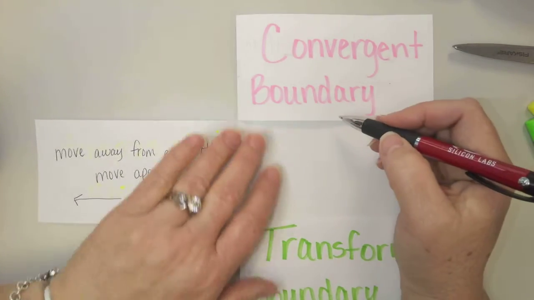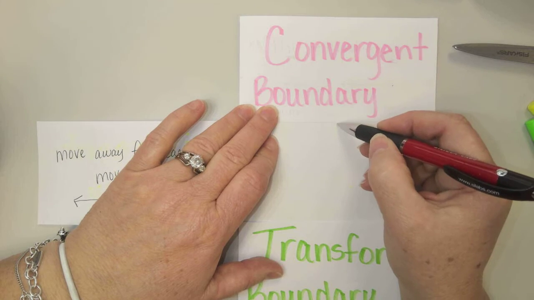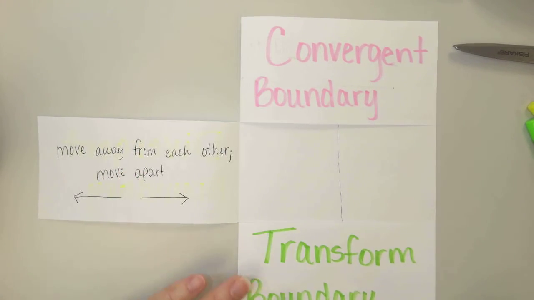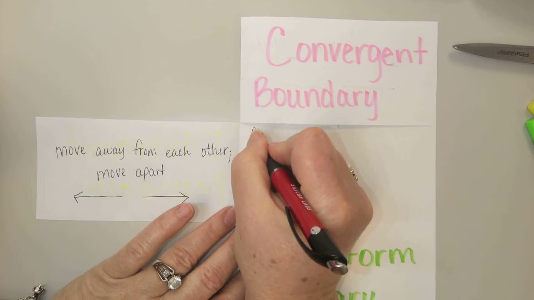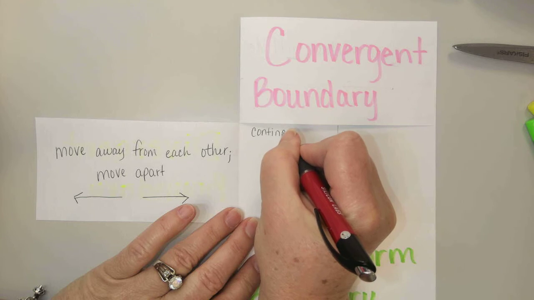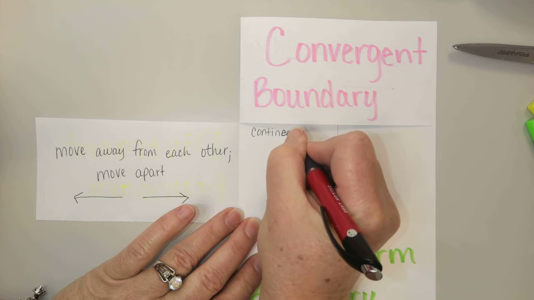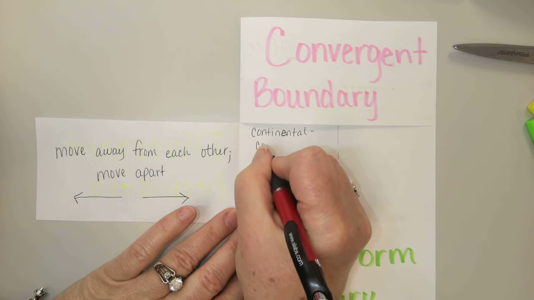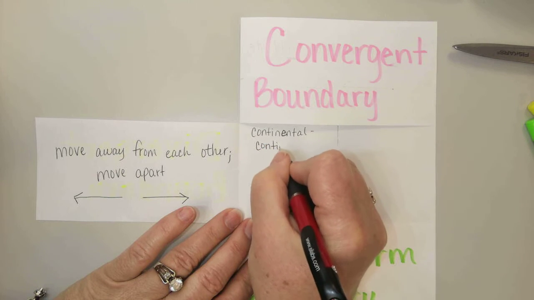And in this example, we've got two kinds of boundaries. One of them is a continental plate separating from another continental plate.